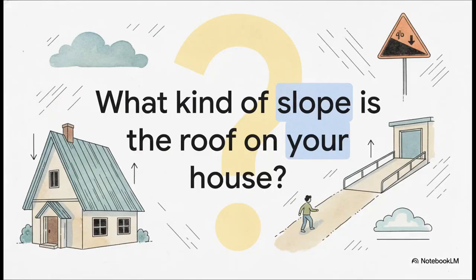So I'm going to leave you with a little challenge. Next time you're outside, look at the world through this new lens of slope. What kind of slope is the roof on your house or the wheelchair ramp going into a store? What about that big hill in the park? You now have the tools to read the world in a totally new way. I think you'll be pretty surprised by what you start to notice.